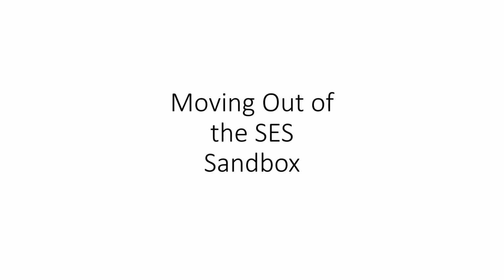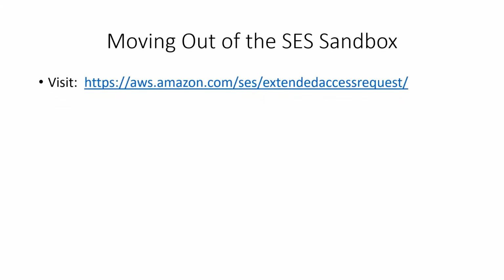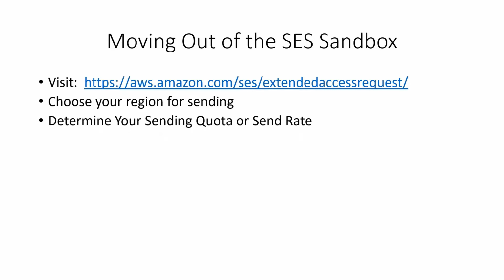Now, in order to begin using Amazon SES, you are going to need to move out of the sandbox mode. And if you are still in, you are going to need to go through a few steps. First, you're going to need to visit this particular link. And this is where you're going to open up a request to move out of the SES sandbox. You're going to choose your region for sending. And then you're going to determine your sending quota or your send rate. You can actually request to be out of the sandbox and request a sending increase at the same time. So you can do that right here.